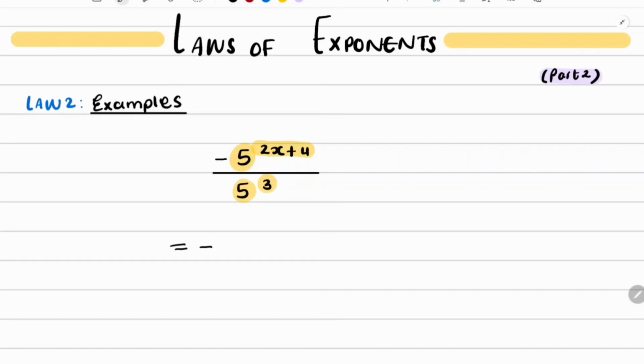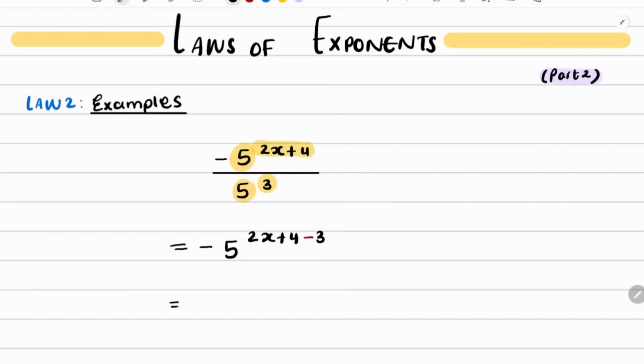And so we're going to use the law of exponents here in law 2. So we're going to keep the base the same, and then we're going to subtract the exponents. So that is the top exponent, which is 2x plus 4, minus the bottom exponent, which is minus the 3. So do you see that there's no use for brackets here? Because we're just subtracting by one single term.